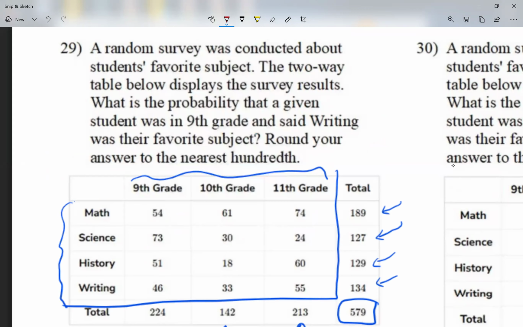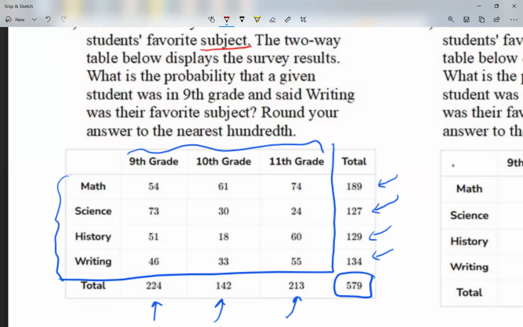A random survey was conducted about students' favorite subject. Interesting subject. So it means students could only choose one. In your case, you might choose math as your favorite or another subject, but you could only choose one subject. The two-way table below displays the survey results, and we call it two-way because one way gives us subjects. And if I read the information on the top, it talks about grade levels: ninth grade, 10th grade, 11th grade. So we call it two-way because we're looking at two different things.